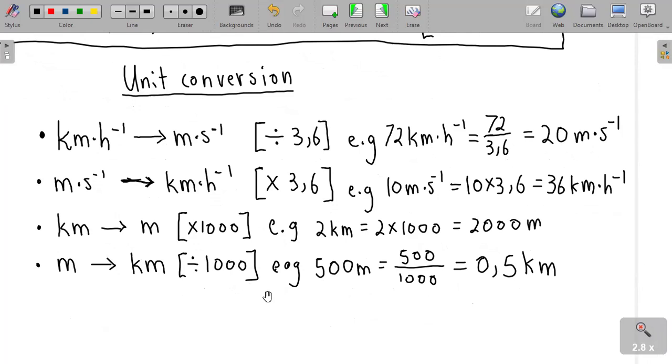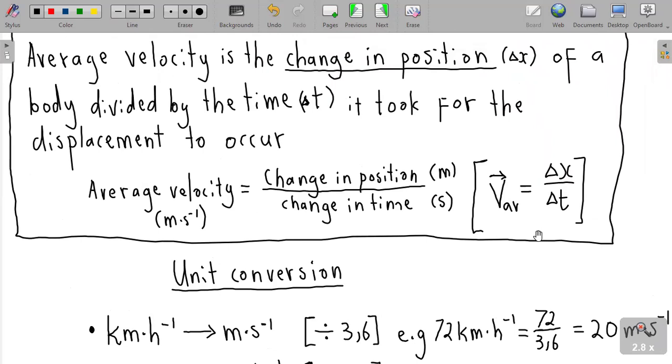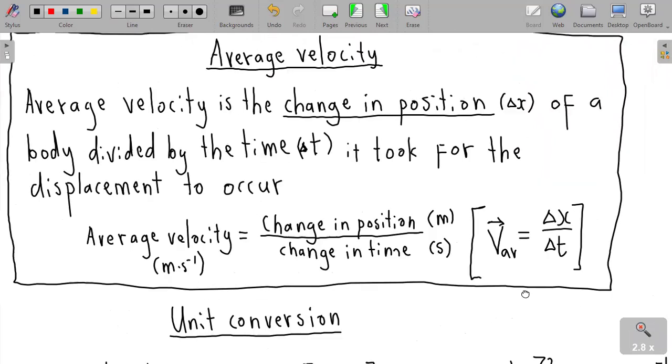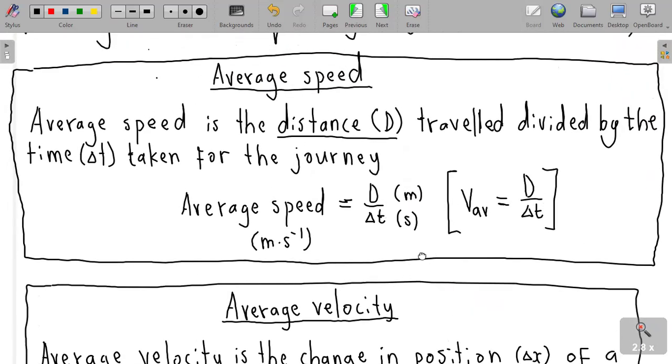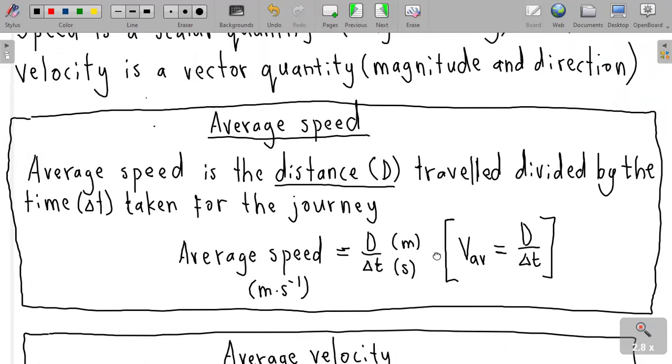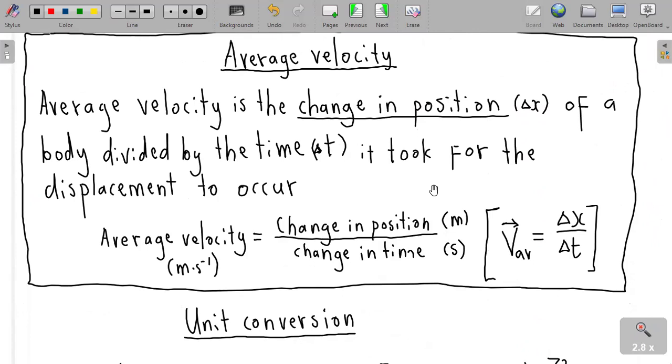The point I'm trying to make here is that unit conversion is not on the formula sheet, and you should know it by heart. What you will find on the formula sheet is the formulae, for the average velocity and the average speed, and many others. You will find a long list of formulae, but you must know how to convert by yourself. It's not given on the formula sheet.